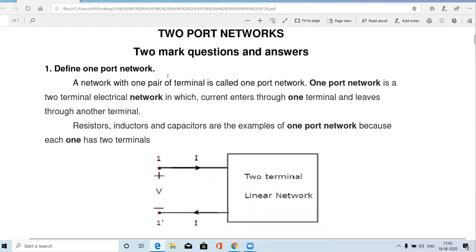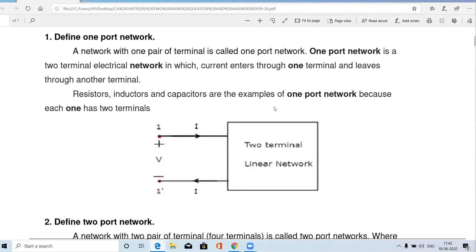What is a one port network? A network with one pair of terminals. You see this block diagram. This is a two-terminal linear network. This network has one pair of terminals, that is, one terminal 1 and another terminal 1 dash. So a network with one pair of terminals is called a one port network.